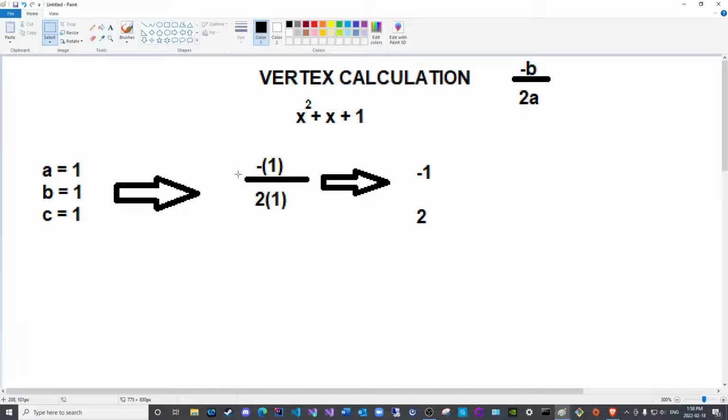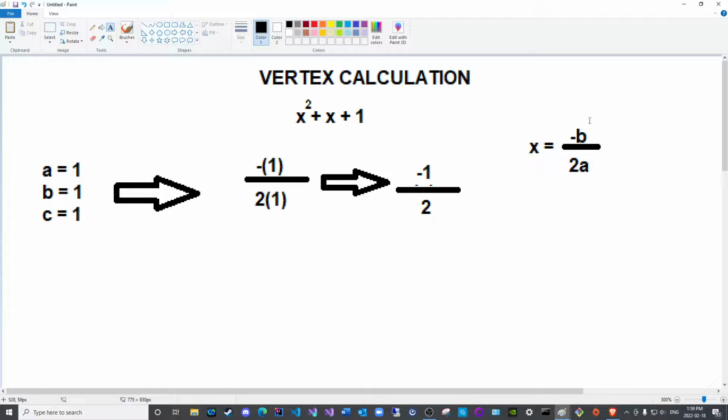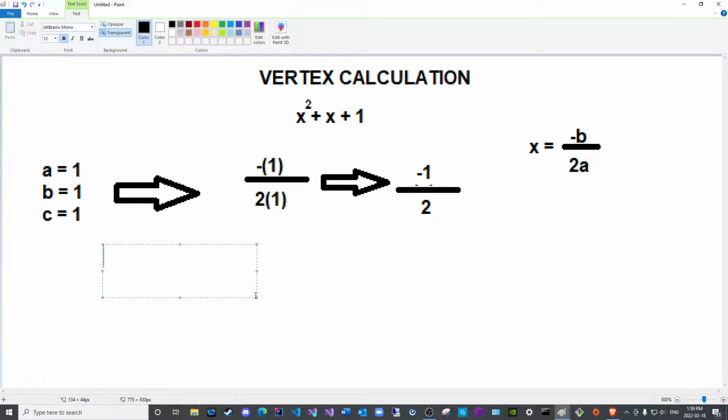And I will simply copy this and paste it here like so and move this. So our x, I should have mentioned that this formula is to calculate the x coordinate of the vertex. So let me write it here. X is equal to, like so. So now we have x here. So if we have the vertex, our vertex is -half.